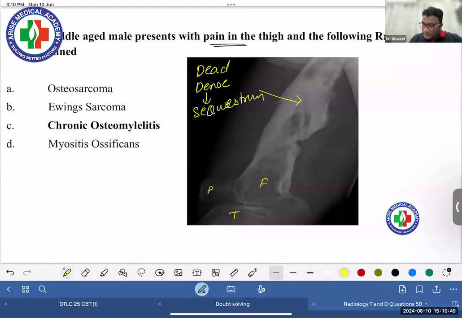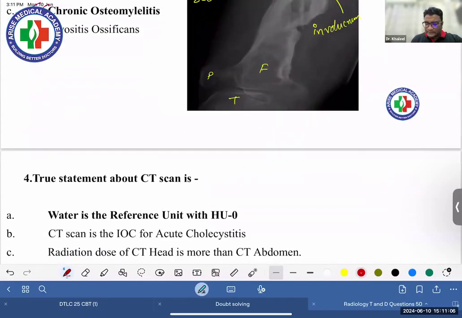Sequestrum. And can you see all this periosteal new bone formation? The cortical thickening and the periosteal thickening that you're seeing, this periosteal new bone formation is called the involucrum. So sequestrum and involucrum. So this is chronic osteomyelitis, right? So this is about chronic osteomyelitis.